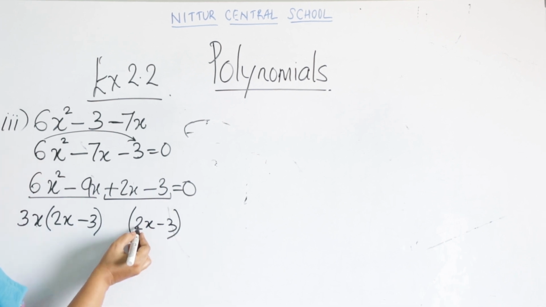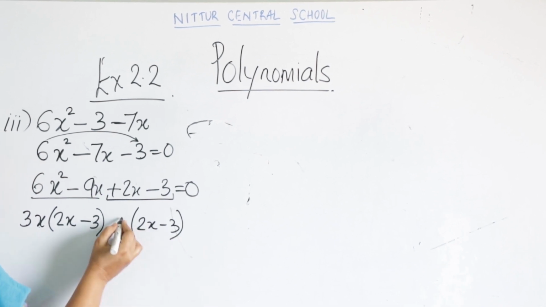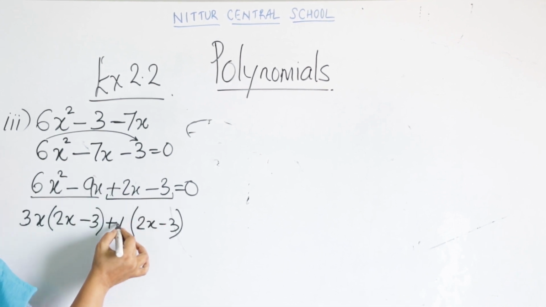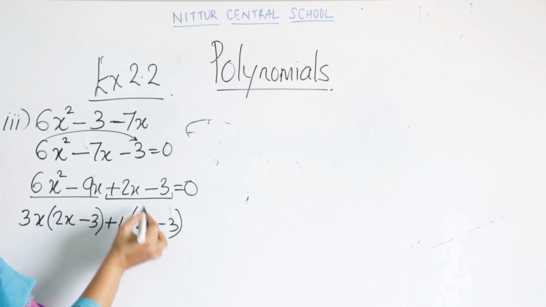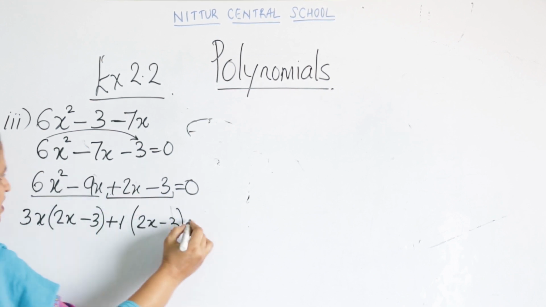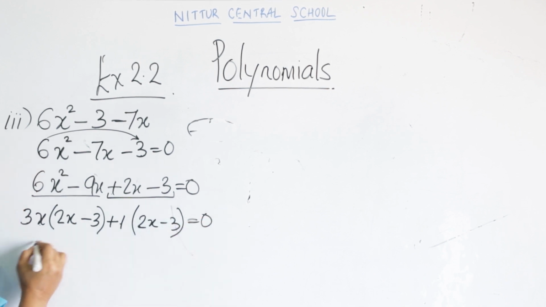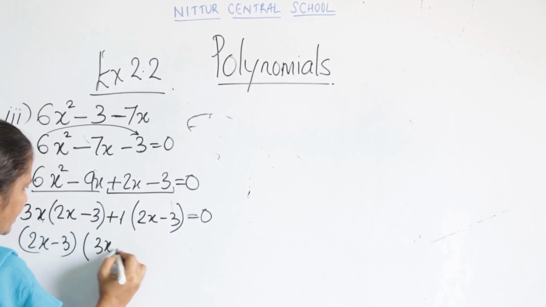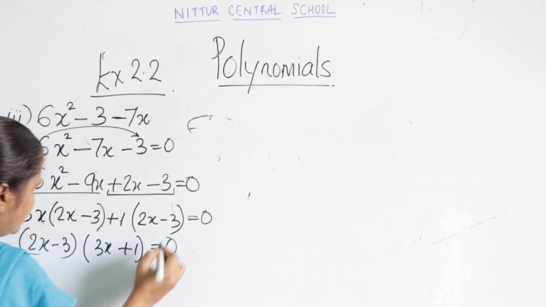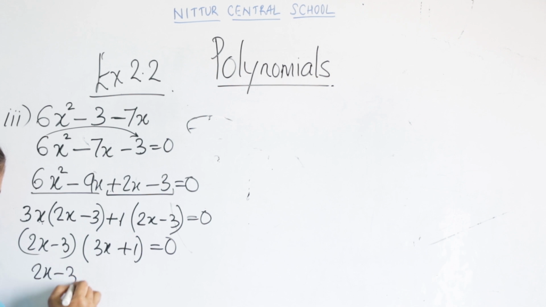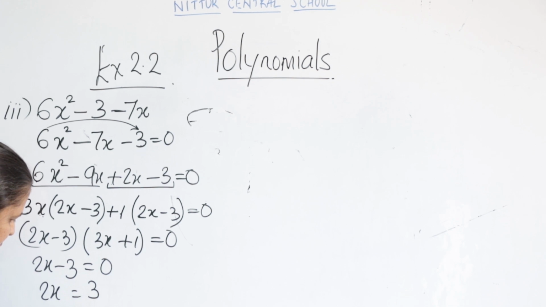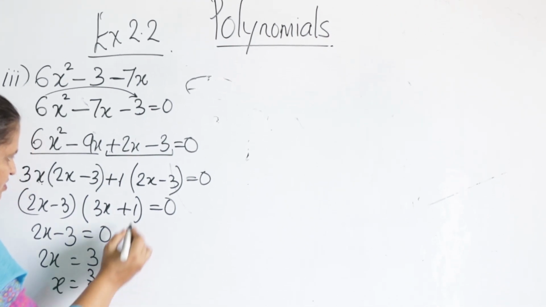Now you check. When we multiply this 2x by plus 1, you will get plus 2x. Plus 1 times 2x gives us plus 2x. So let's take 2x minus 3 common, and you are left with 3x plus 1. 3x plus 1 equals 0, 2x minus 3 equals 0. 2x is equal to 3, x is equal to 3 by 2.